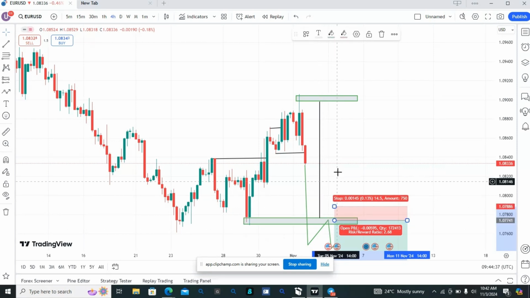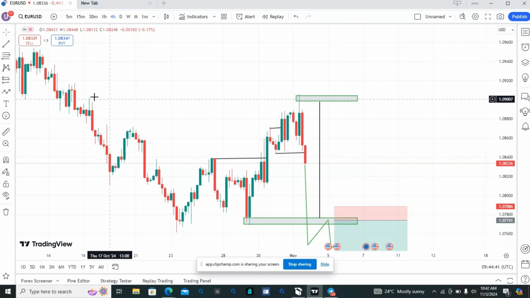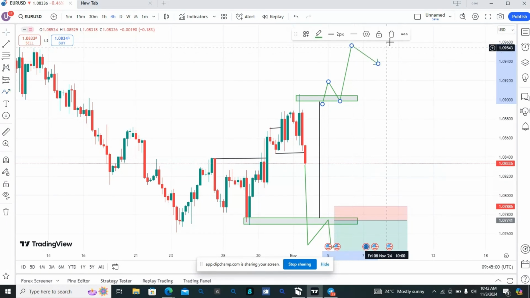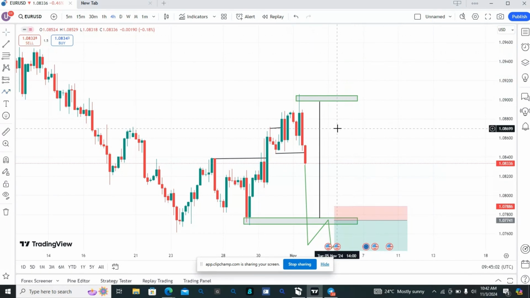But if this thing fails to happen, then I will wait for price to do what? To break and close above here. Because these are two things that are holding this market now. Let price break and close above here and come back for a retest. Then I will buy. But for me, I am favoring downside because of the price action that happened here on Friday. So this is how we'll be looking at EURUSD coming this week.